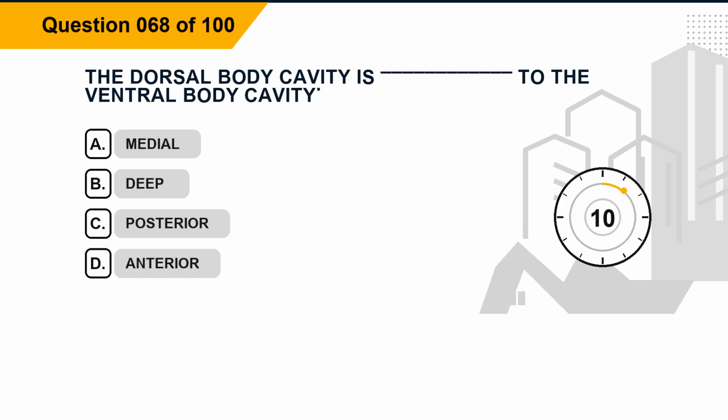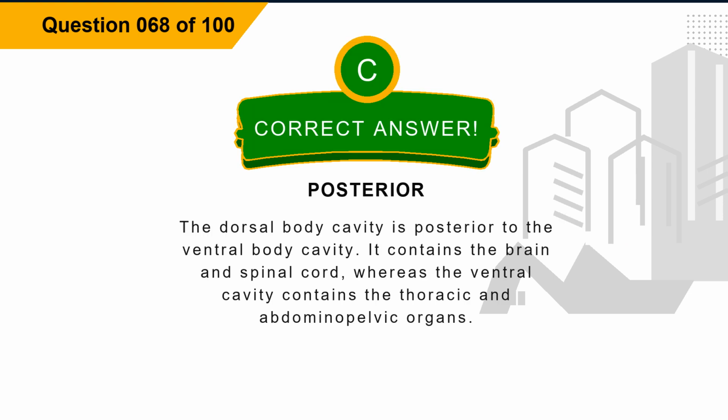Question 68. The dorsal body cavity is blank to the ventral body cavity. Option A, medial. Option B, deep. Option C, posterior. Option D, anterior. The correct answer is option C, posterior. Explanation: the dorsal body cavity is posterior to the ventral body cavity. It contains the brain and spinal cord, whereas the ventral cavity contains the thoracic and abdominopelvic organs.